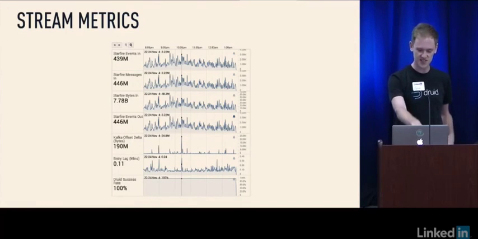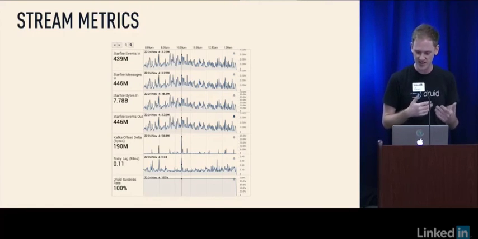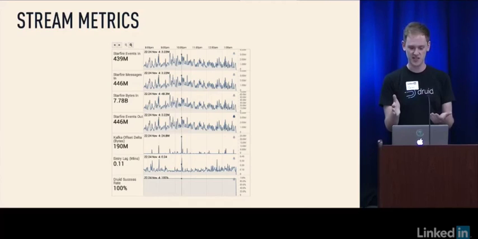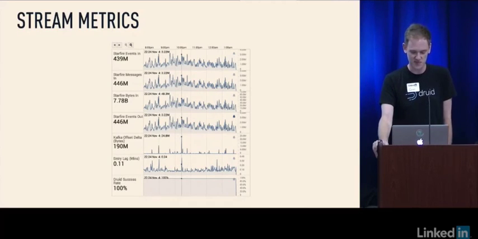The Kafka offset delta is the consumer messages-behind watermark. It's pretty low, that's good. The entry lag is how many minutes old data is when it enters the Samza topology. This is 0.11 minutes, which doesn't seem that big to me. And the Druid success rate is 100%, which is what you want to see. It means that there's not any old data entering Druid.